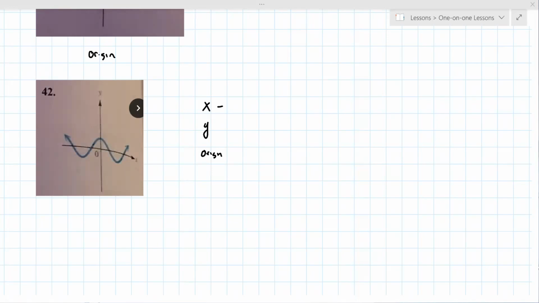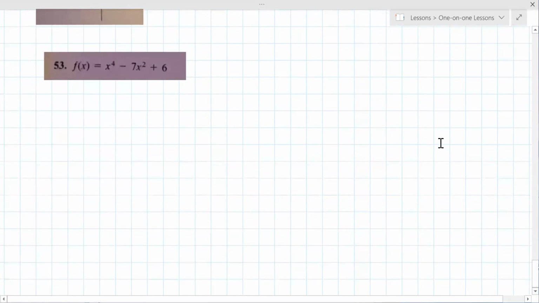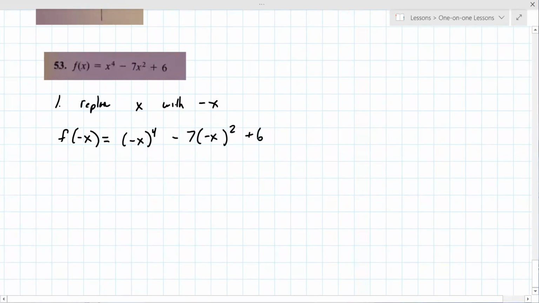Okay. This is a pure recipe type of problem, so you have to follow these steps every time. Step one is you replace x with minus x. So it becomes f of minus x equals, and then you substitute that in wherever you see an x. So it's minus x to the fourth minus 7 times minus x squared plus 6. Here you simplify, and you end up getting x to the fourth minus 7x squared plus 6. There's a step in here I didn't say. Step 2 is to simplify.